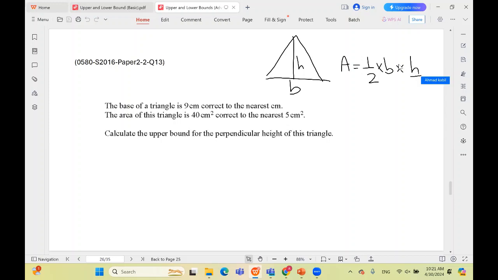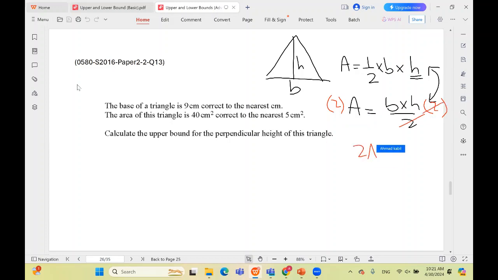We want to get the upper bound for h, so we need to rearrange the equation to get h as a subject. So we have a equals b times h over 2. This is the same as this. These are exactly the same. We can multiply both sides by 2. These will cancel out. Now we have 2a equals b times h. We want to get h, so we can divide by b on both sides, and these will cancel out. So our formula here is going to be h equals 2a over b.